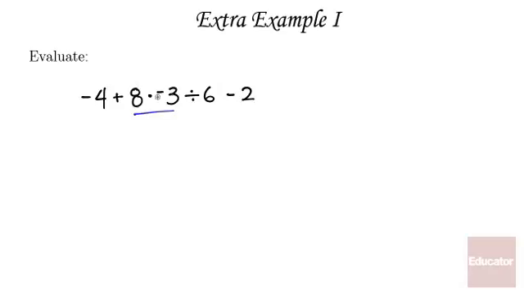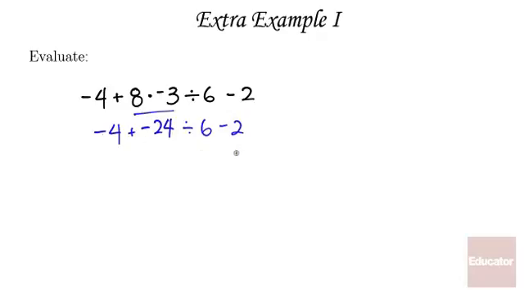So 8 times -3, when you multiply integers, you have to look at how many negative signs there are. There's only one negative sign. Only this one has a negative. So my answer is going to be -24. Okay? After you solve one thing out, write out the rest. So -4 plus the 8 divided by 6 minus 2. So I rewrote the whole problem with only this solved.